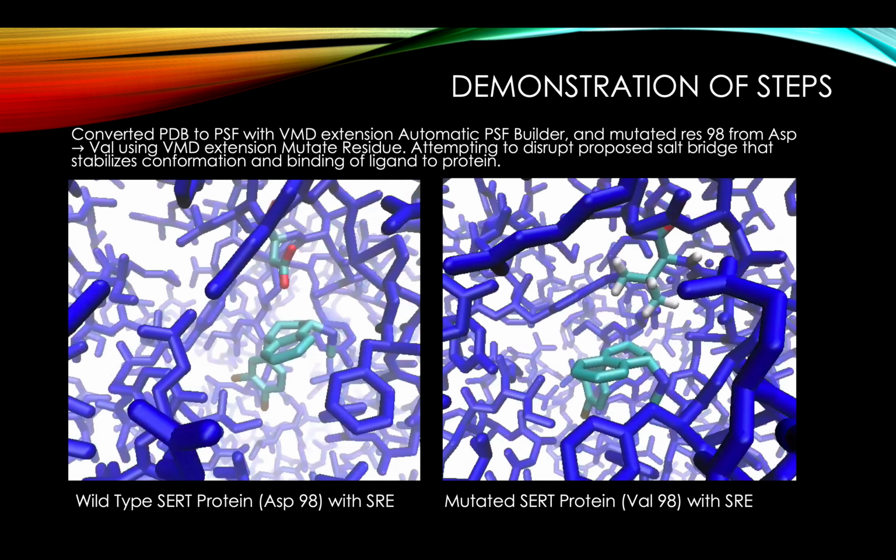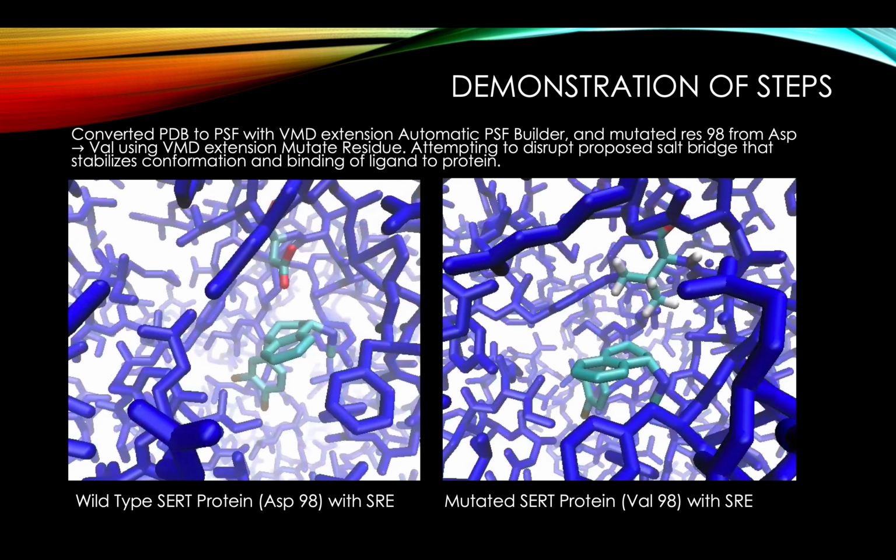So by taking the amino acid that had the oxygens available to have this interaction and changing it to a non-polar substituent that has just methyl groups off of it, it would disrupt the proposed salt bridge that would stabilize the conformation and the binding of the SRI ligand to the SERT protein.